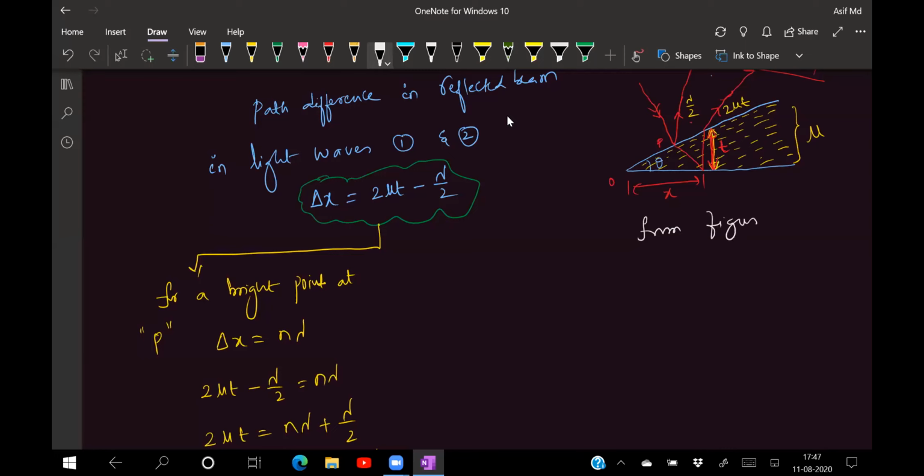As theta is very small, we'll write tan theta is equal to t by x. Theta is very small, so theta is equal to t by x. So thickness of the film t is equal to how much for me? x into theta. So can I write the thickness in terms of x? x is nothing but what? The position where the bright point is being formed.